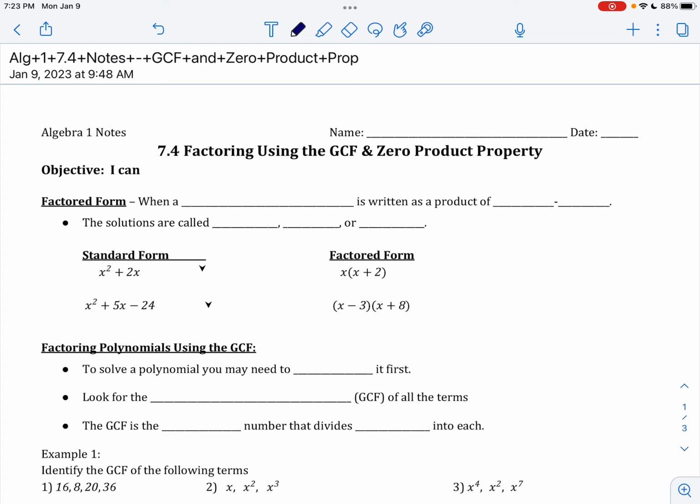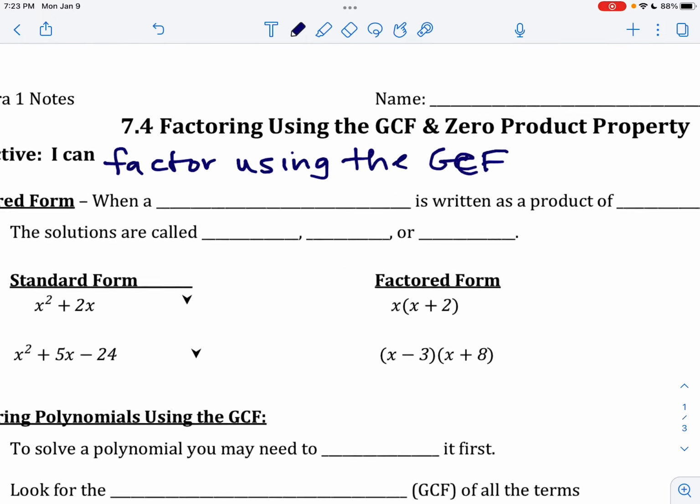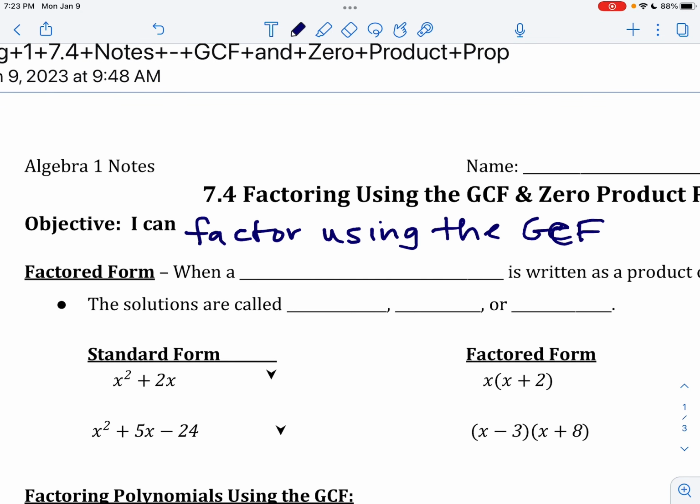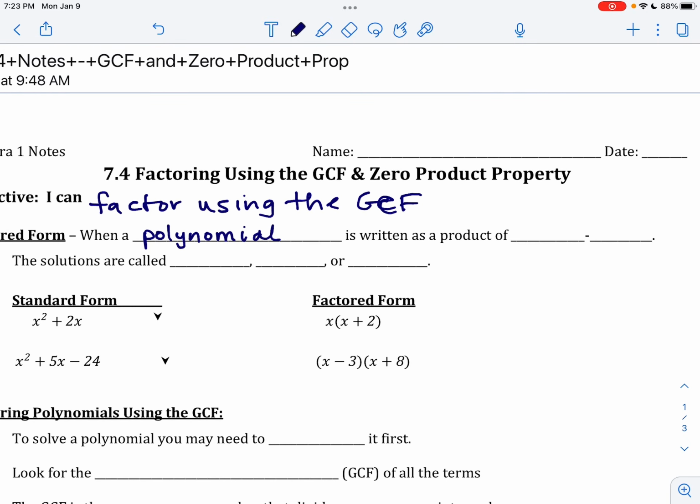I can factor using greatest common factor using the GCF. All right, a factored form is when a polynomial is written as a product of two factors.